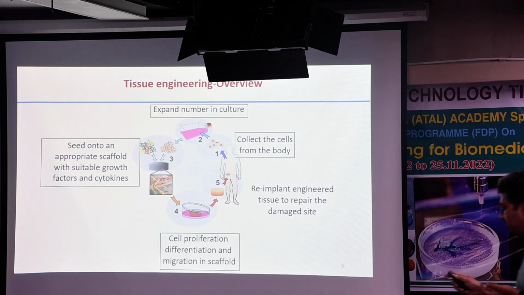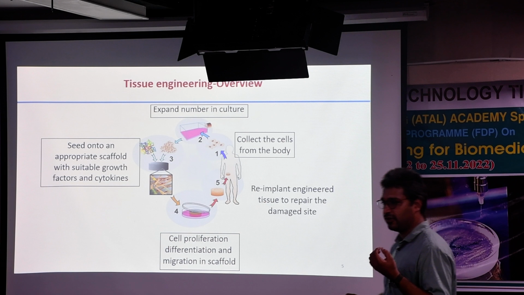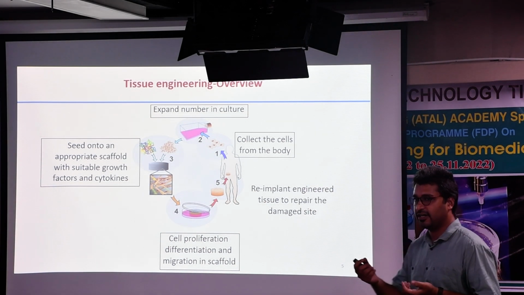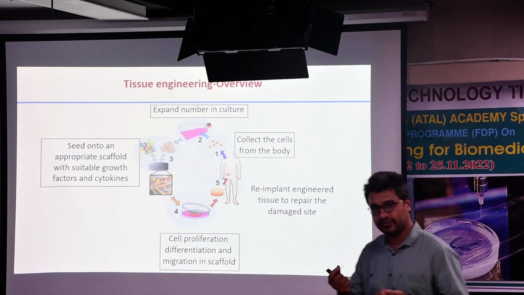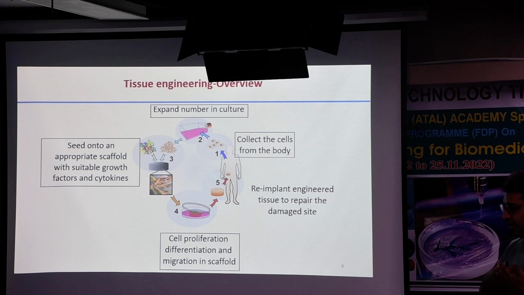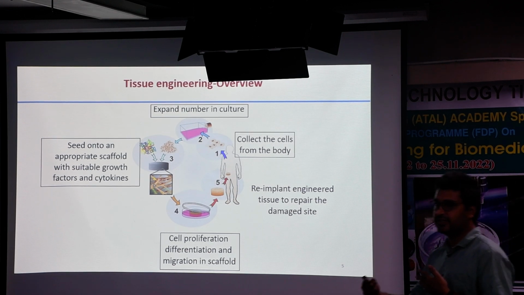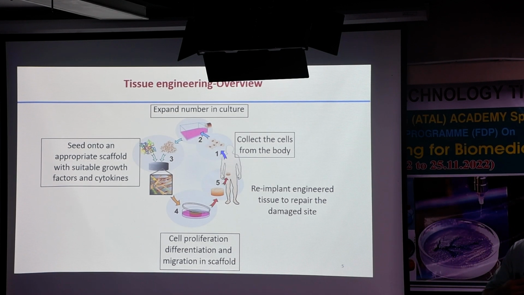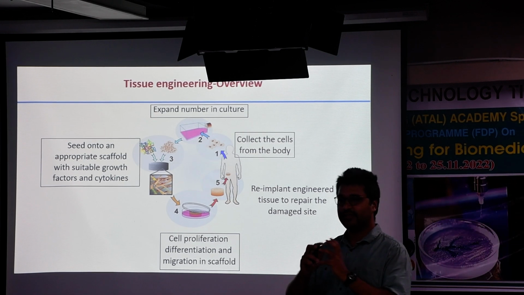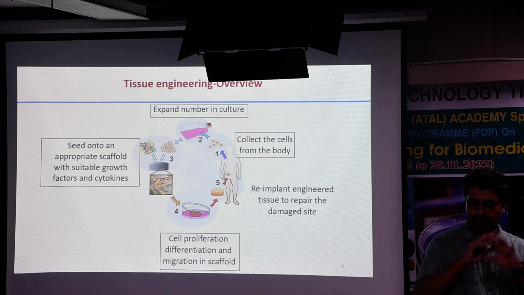A very good example of a scaffold which is used for skin graft is nanofibers. Nanofibers are basically fibers which have a diameter in the nanometer range. So they are very close to the extracellular matrix that the cell lives in under in vivo conditions. Our cells in the body are all entangled with each other with a mesh sort of thing.